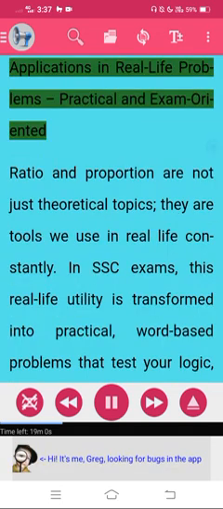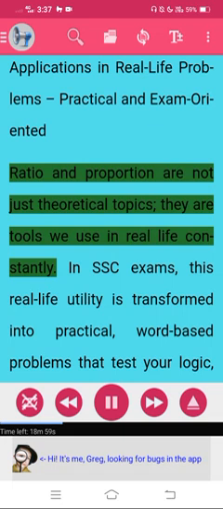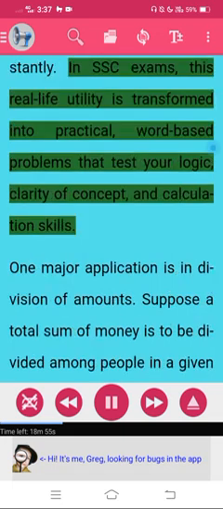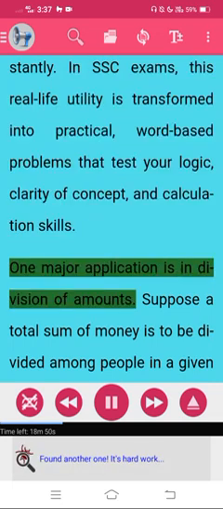Applications in real life problems, practical and exam oriented. Ratio and proportion are not just theoretical topics, they are tools we use in real life constantly. In SSC exams, this real life utility is transformed into practical, word-based problems that test your logic, clarity of concept, and calculation skills. One major application is in division of amounts.